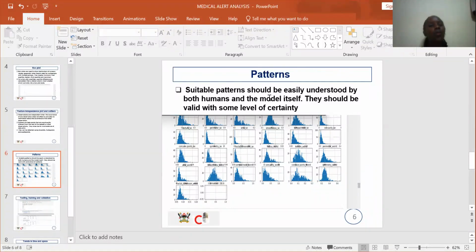A pattern is suitable if it is easily understood by both human beings and the model that you are using. So they should easily be validated with some level of certainty that they can be understood. And then you see this in the introduction.